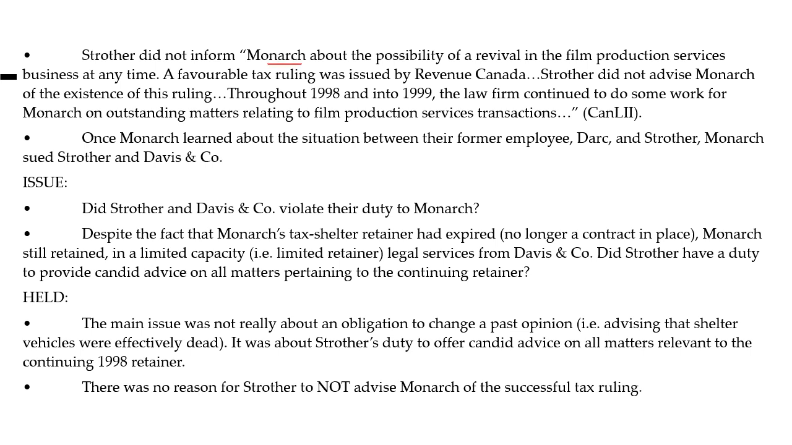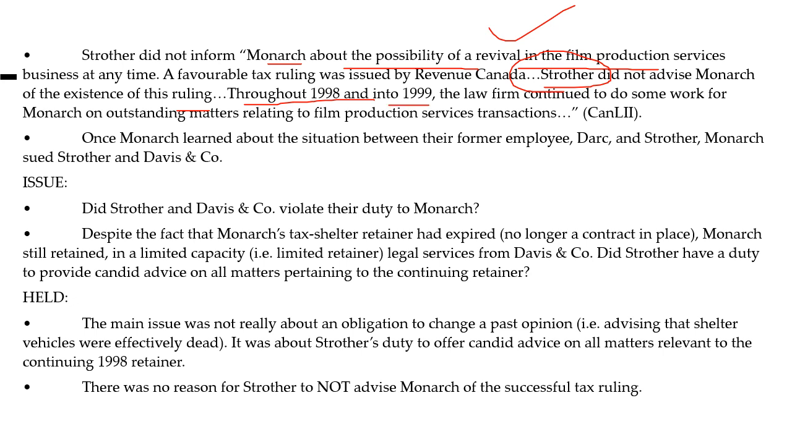Strother did not inform Monarch about the possibility of a revival in film production services business at any time. So when Strother told Monarch about this government policy, he did not inform them that in future this might happen, or that there are few policies which we can circumvent and your business could be revived. So favorable tax ruling was issued by Revenue Canada. Strother did not advise Monarch of the existence of this ruling. So Strother hid some things.